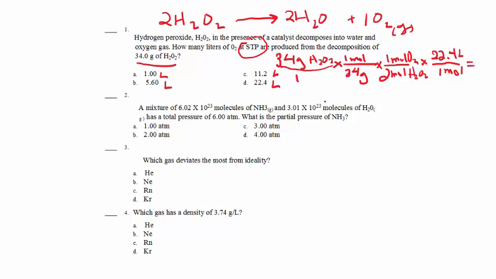So the math here is fairly simple. It's 34 divided by 34, divided by 2, times 22.4. 22.4 divided by 2 is 11.2 liters. So the answer to the first one is C.